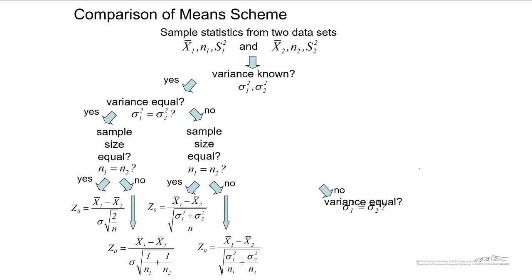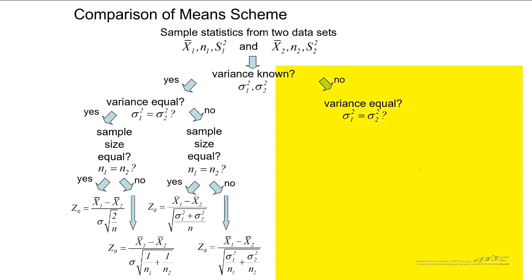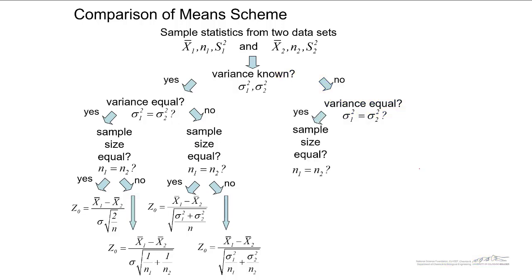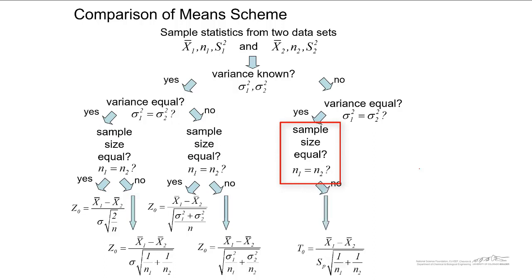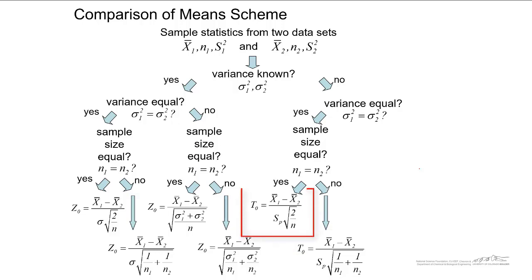So in this screencast, we're considering the right side of this big flow chart. Are the variances known? If they're not known, then we have to ask ourselves, are the variances equal? If the variances are equal, then we ask ourselves, are the sample sizes equal? If not, then we're going to use a pooled sample variance or a pooled sample standard deviation, and our test statistic is this. If the sample sizes are equal and the variances are equal, our test statistic simplifies slightly.